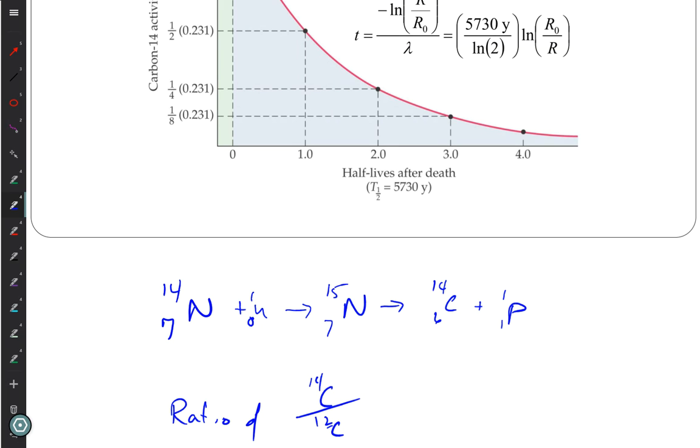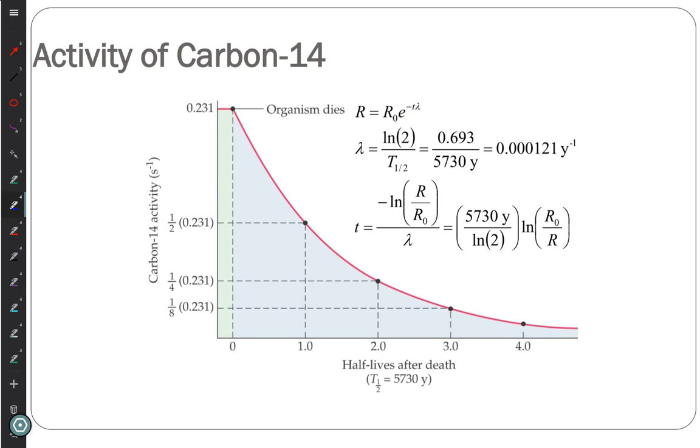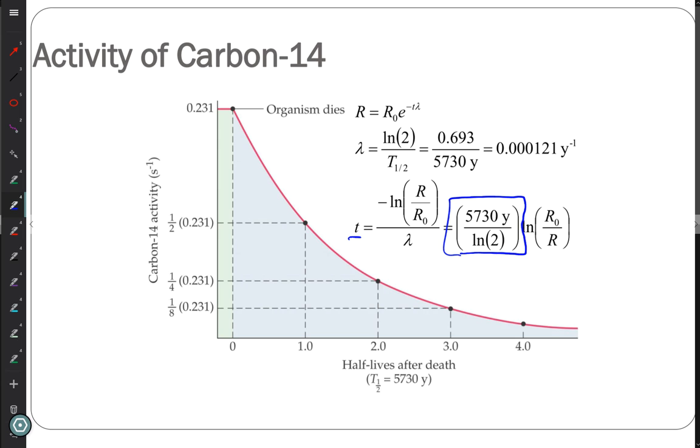And then they measure the ratio in some dead object. And if the ratio is different, then they use the same work that we did before, that the time since it died is minus the natural log of the ratio divided by the initial ratio over the decay constant, or substituting in the half-life, you have the half-life over natural log of 2 times the natural log of the ratio of R0 over R. So basically, they measure the ratio, compare it to what the ratio was in the atmosphere, and they get an age.